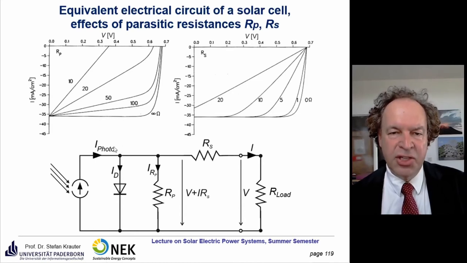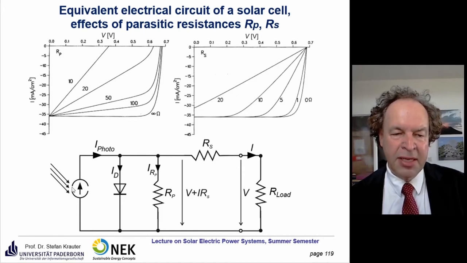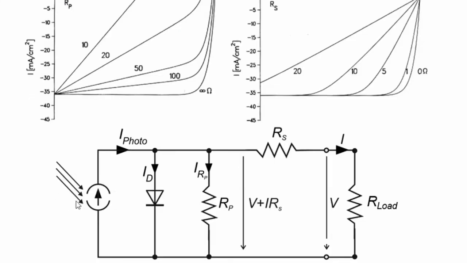This is the equivalent circuit of a solar cell. We have a current source, which is controlled by the irradiance, and the irradiance triggers that. This current is a photocurrent, and then we have in parallel a diode, and as soon as the voltage goes above 0.6 volt, this diode is short-circuiting, so you will never experience a voltage above 0.7 volts here because it's shortened by that diode.